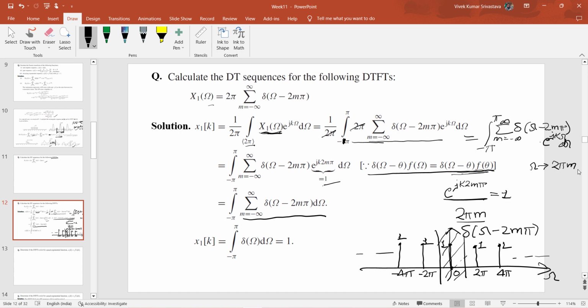Okay, so once you evaluate this expression, you will get x1 of k equals 1, because this is defined only for the value of omega equals 0. Okay, so you will take the integral from minus pi to pi, but for other values of omega this will be 0. This is only defined for omega equals 0 and having a value of 1, so that's why x1 of k will be equal to 1 here. So any doubt?